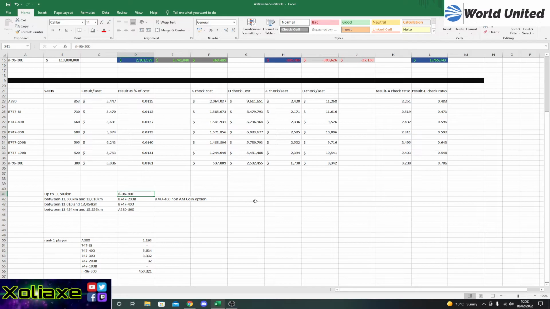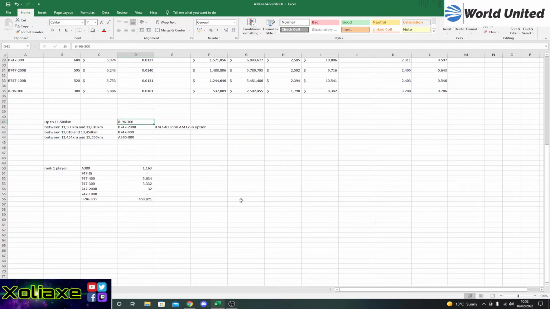I was a bit surprised actually. I went to have a look at the rank 1 player just to see what he runs. This is the rank 1 player in professional mode, just so you're aware. As you can see, he only runs 1,163 A380s compared to 459,821 Aleutians.